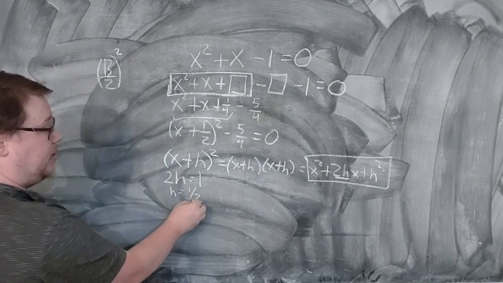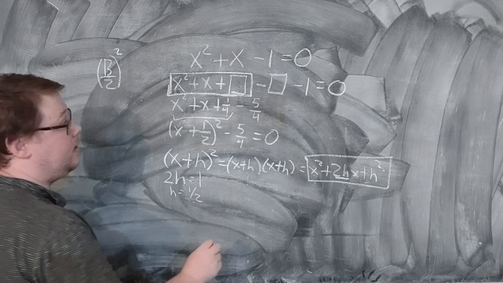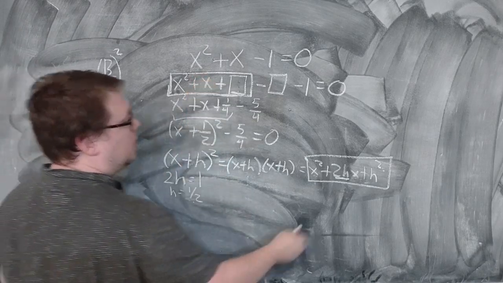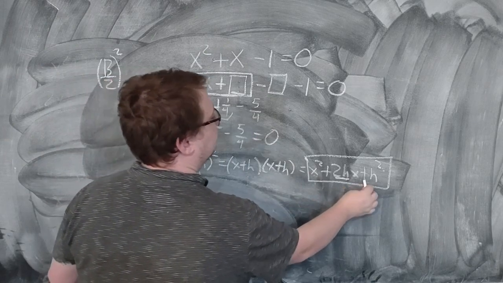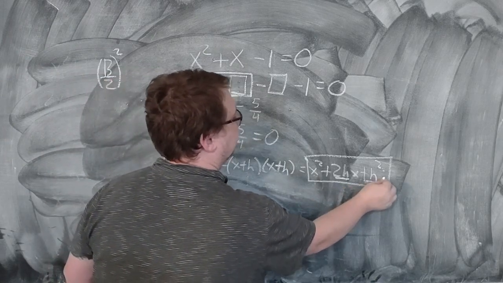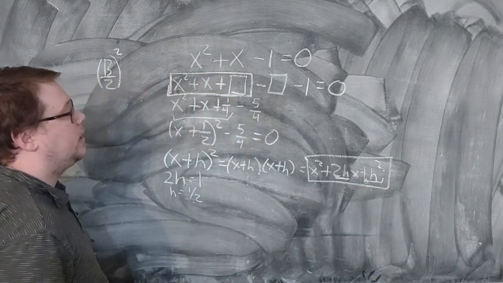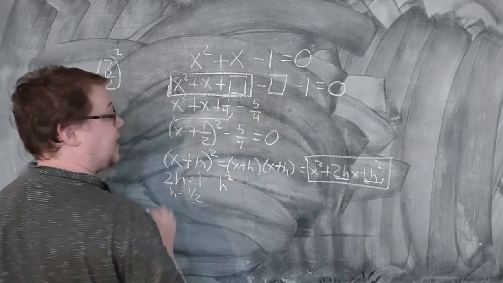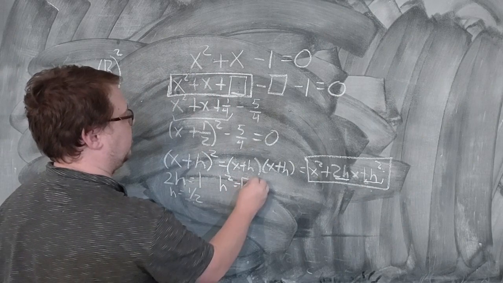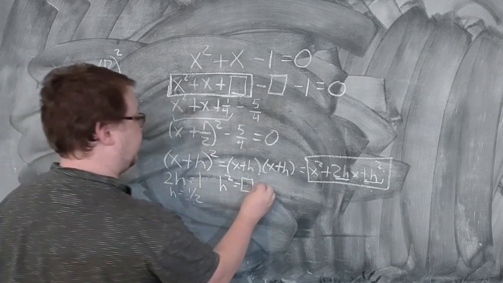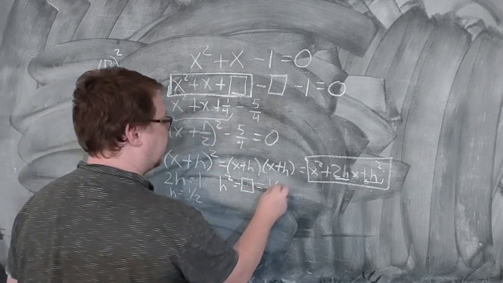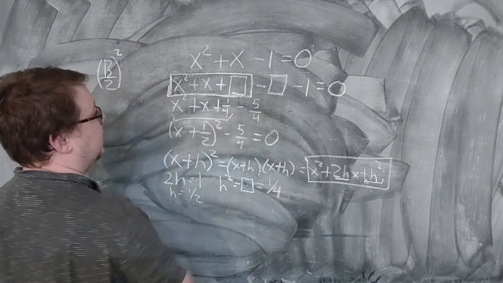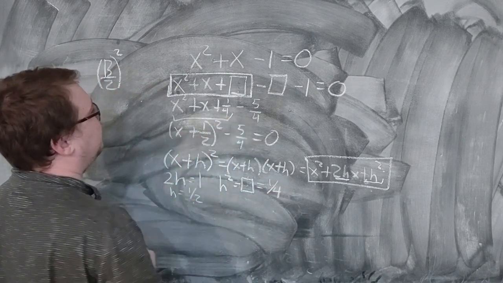Is that the magic number? Not quite. That's just the number to make this work out. The magic number is the constant that we add after the x. In this case, it's h squared. So h squared is actually our magic number. And we know h is 1/2, so this is 1/4. And so in our problem here, that's what I did. I added 1/4.